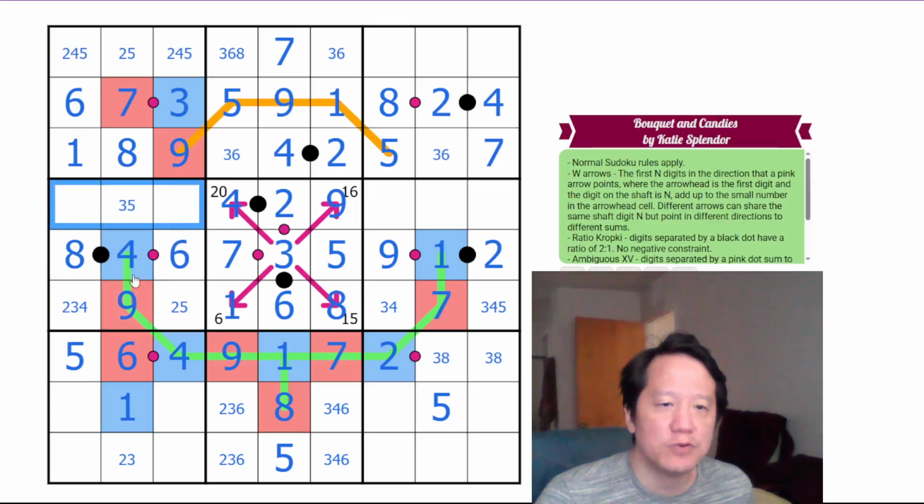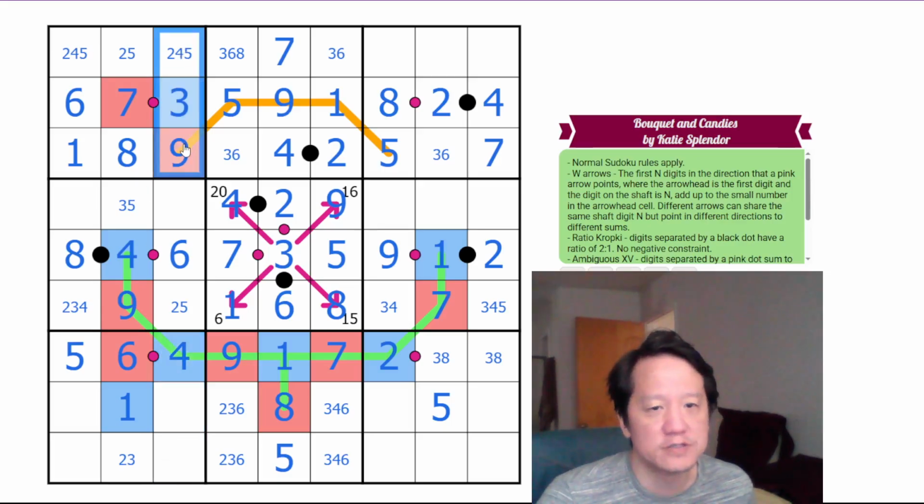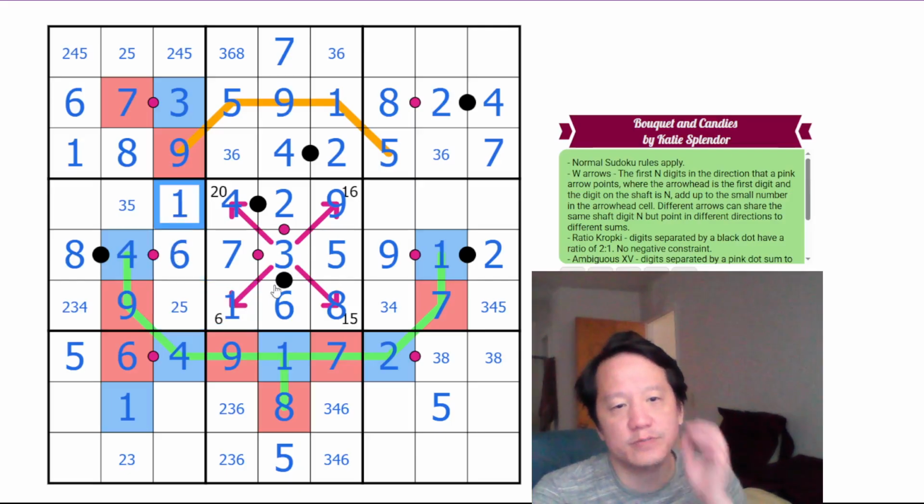Where is 1 in column 3? Can't be here because of 3 in the box. Can't be here because of 1 in the box. Same with this. And can't be here because of 1 in the row. This is filled out, so 1 has to be there.